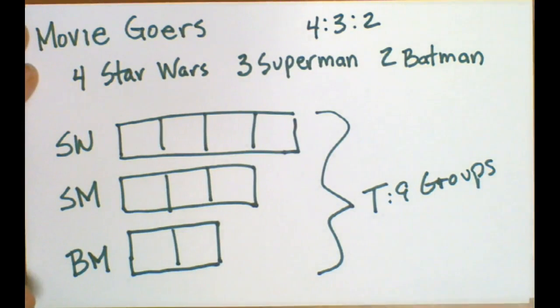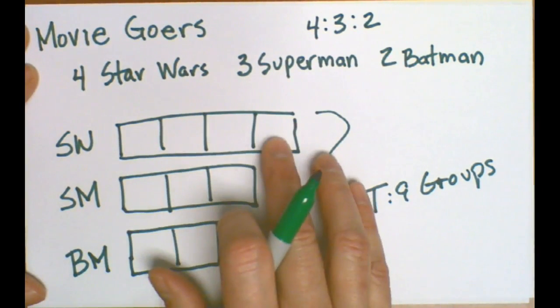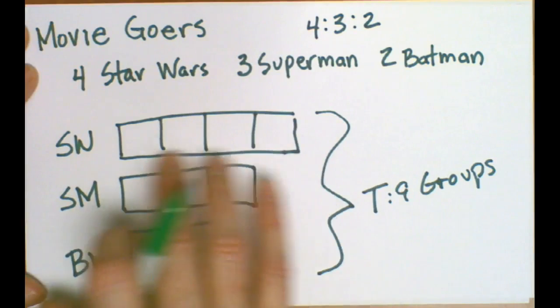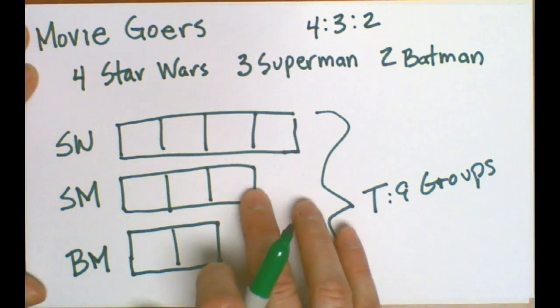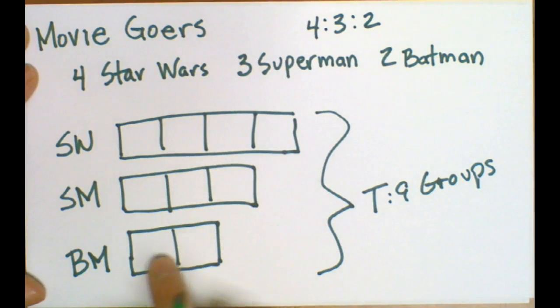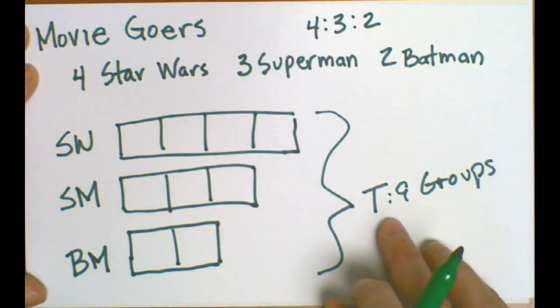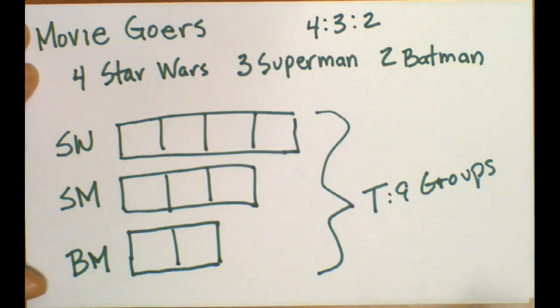So if I say 16 people went to see Star Wars, I understand that that puts 4 in each one of these. 16 divided by 4. That puts 4 in each one of these, so 12 people would have gone to see Superman. Puts 4 in each one of these, so 8 people would have gone to see Batman. And the total would be 9 times 4, so 36 total people would have gone to the movies that weekend if 16 of them enjoyed Star Wars.